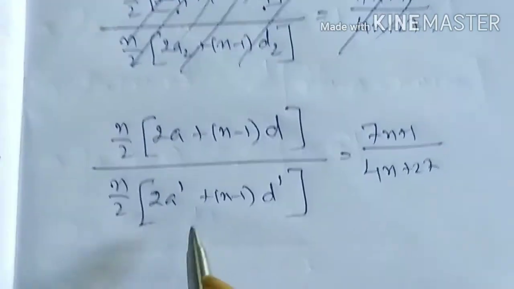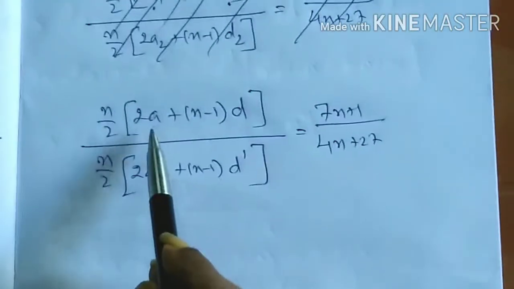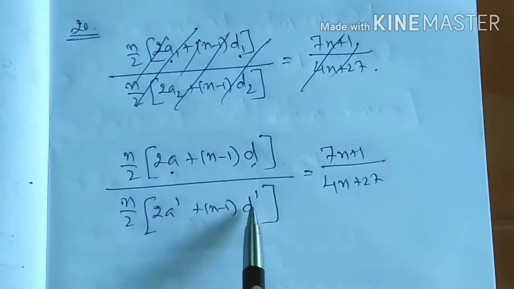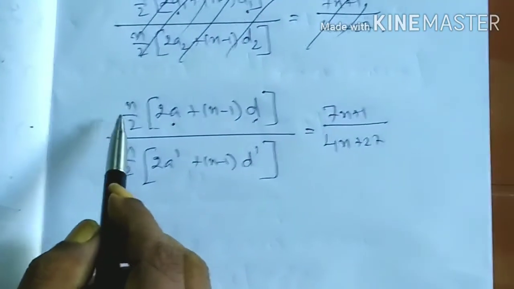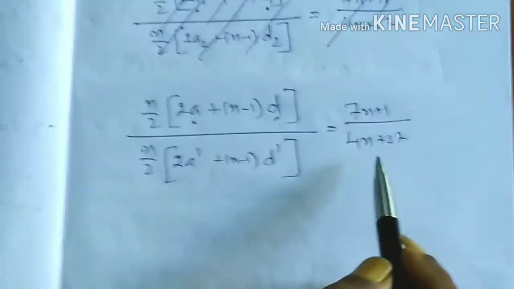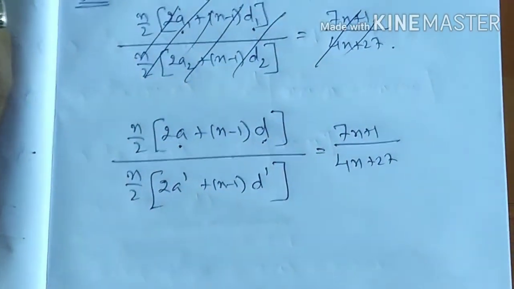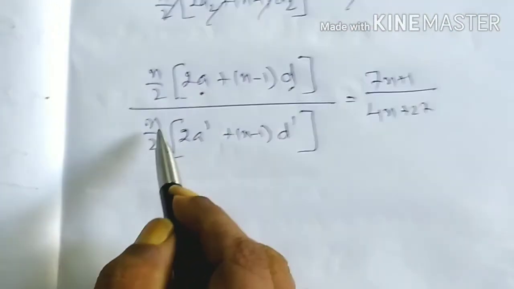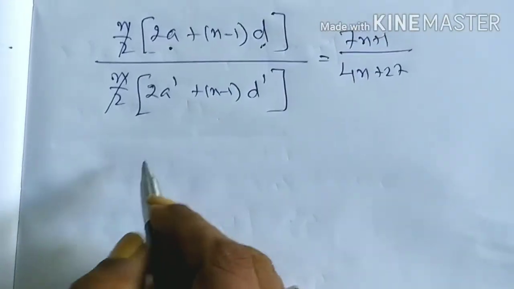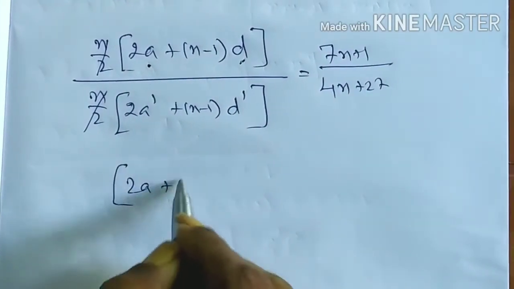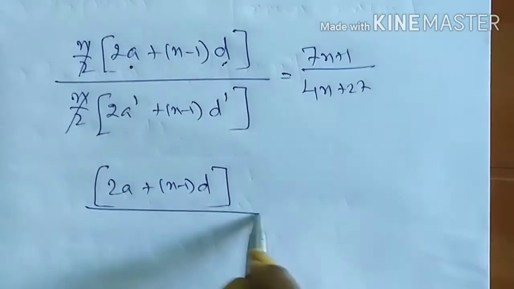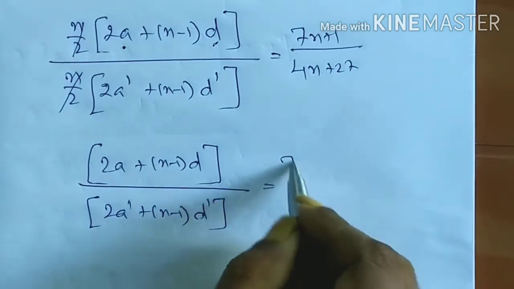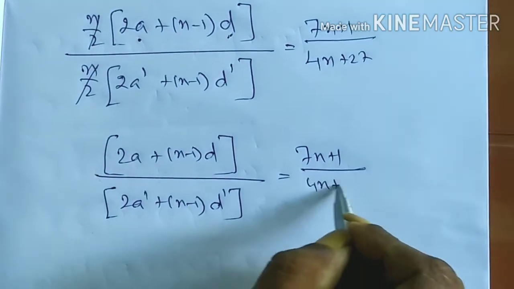That means there are two arithmetic progressions. In the first arithmetic progression, the first term is a and the common difference is d. In the second arithmetic progression, the first term is a dash and the common difference is d dash. We have taken the sum of n terms, and the ratio is given to you. We have to find the ratio of the 11th terms. Now here you see this n by 2 cancels out. 2a plus n minus 1 d by 2a dash plus n minus 1 d dash is equal to 7n plus 1 by 4n plus 27.